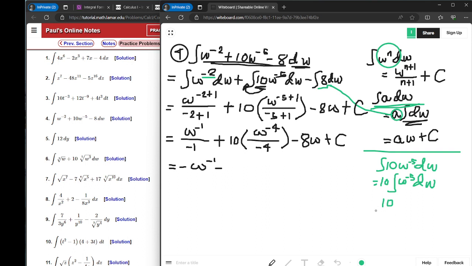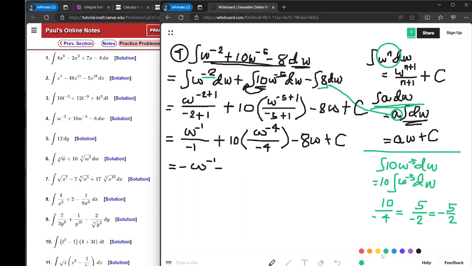So 10 over negative 4. Finding the common number, the number that can divide both 10 and 4 is 2. So 10 divided by 2 is 5, and 4 divided by 2 is 2. And we just need to write the sign: 5 over 2, or we can say that is negative 5 over 2.